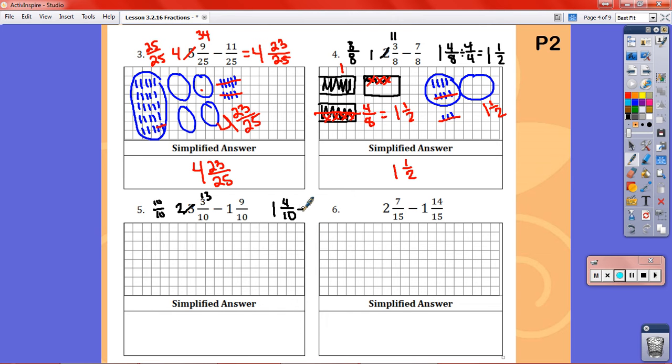And of course I can simplify by dividing by 2. 4 divided by 2 is 2, and 10 divided by 2 is 5. 1 and 2/5 will be my answer, but let's check it with tally marks.